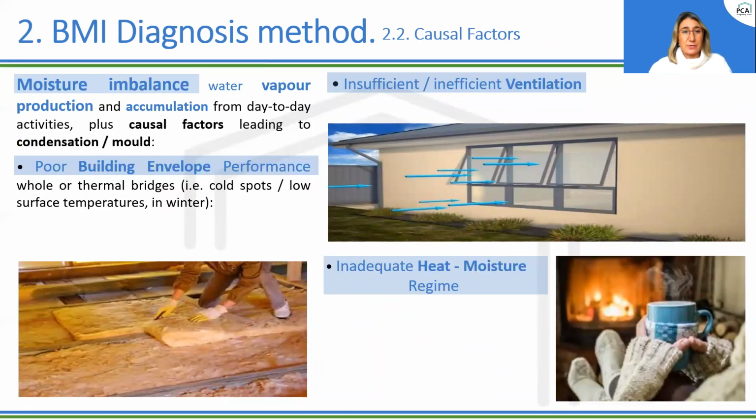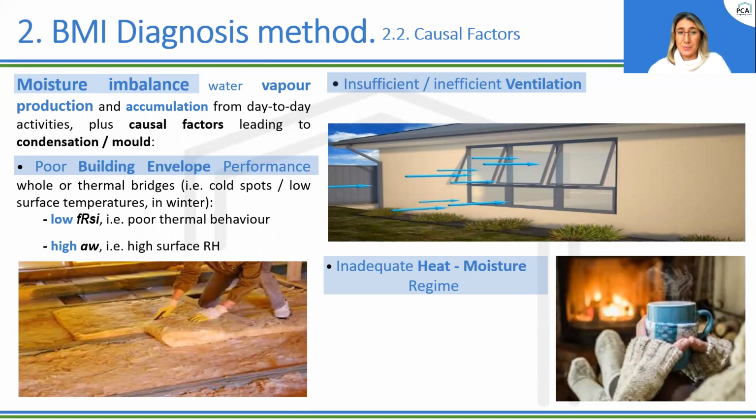And which are the causal factors that are leading to moisture imbalance and condensation and mold? From water vapor production and the accumulation from day-to-day activities, plus the causal factors that I will mention as follows, they give these moisture problems. The first causal factor is the poor building envelope performance as a whole or on thermal breaches, that is characterized by low temperature factor values and high water activity values.